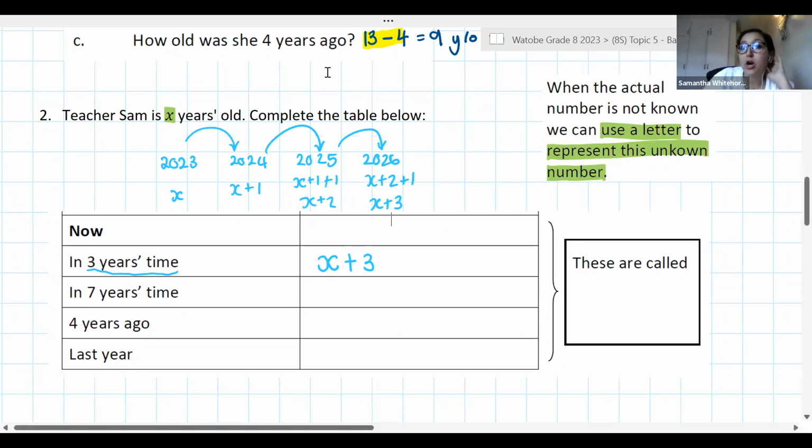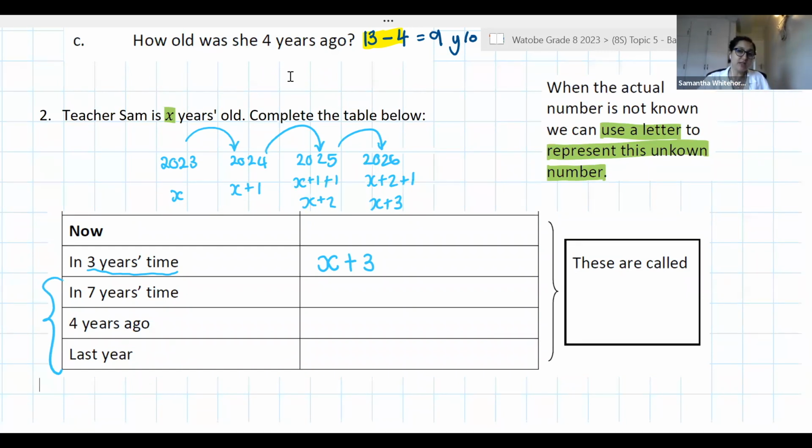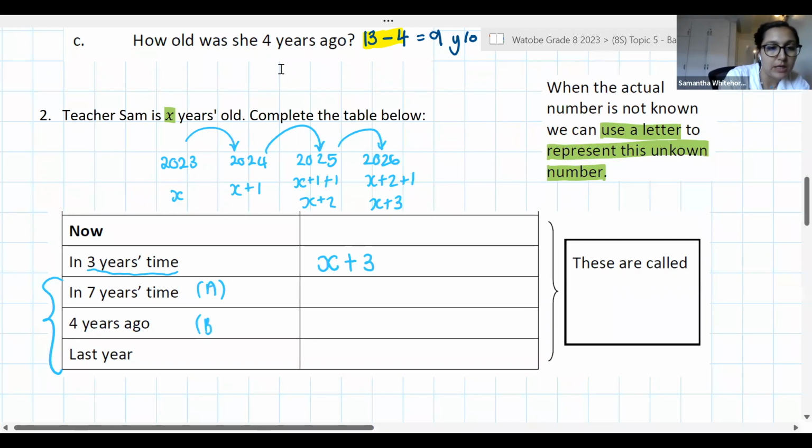And so whilst we can't work it out in terms of "I am this many years old," we can write an expression for this. So what I want you guys to try is to write down an expression for these last 3 scenarios. So the expression of my age in 7 years' time, an expression of my age 4 years ago, an expression of my age for last year. So in the chat, let's just number this A, B, and C.